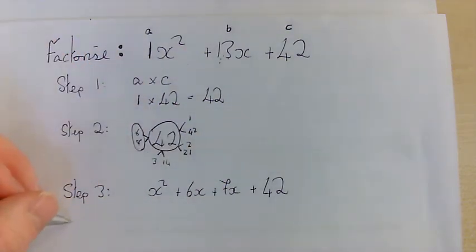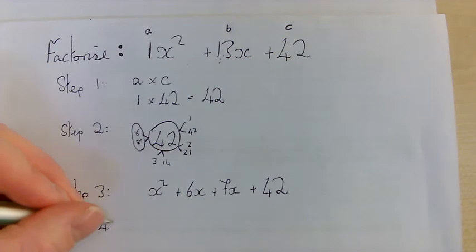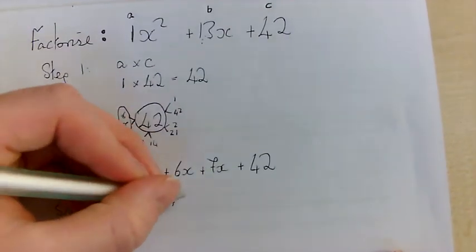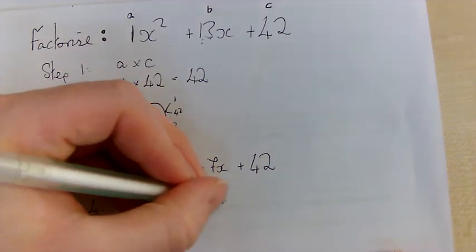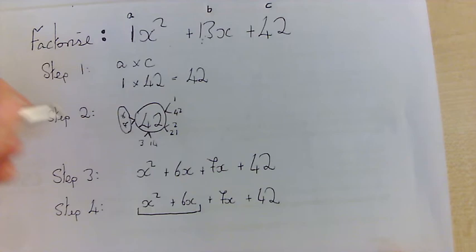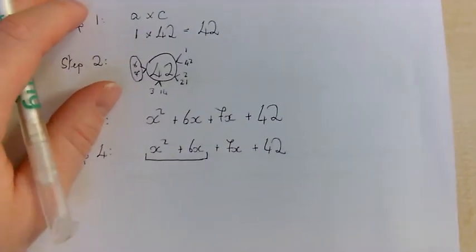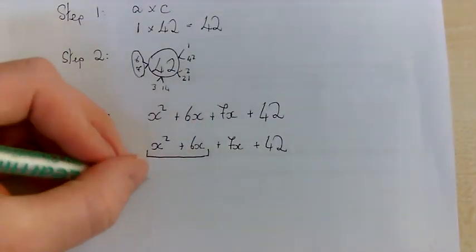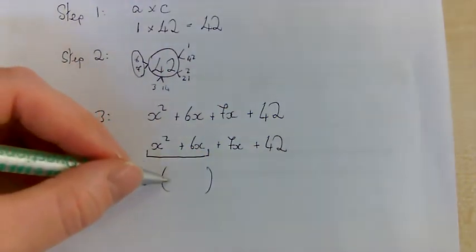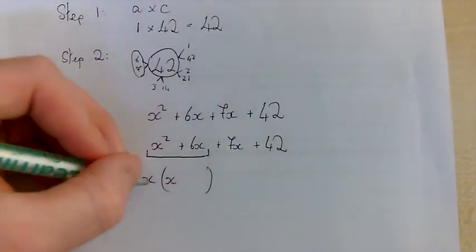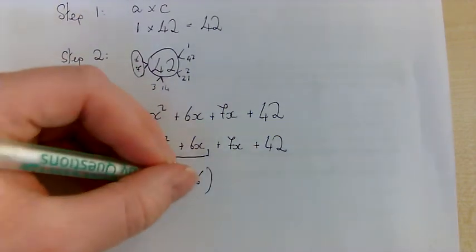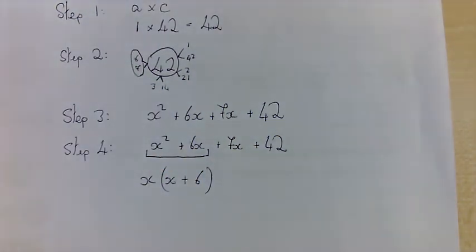So, step 4 will now be to start factorising. And because we split it into 4 terms, we can factorise 2 terms at a time. So, we'll do the x squared plus 6x first. X is common to both, so that goes outside my bracket. And inside we want to get back to x squared, so it'll be x times x is x squared, and a plus 6. X times plus 6 is plus 6x.